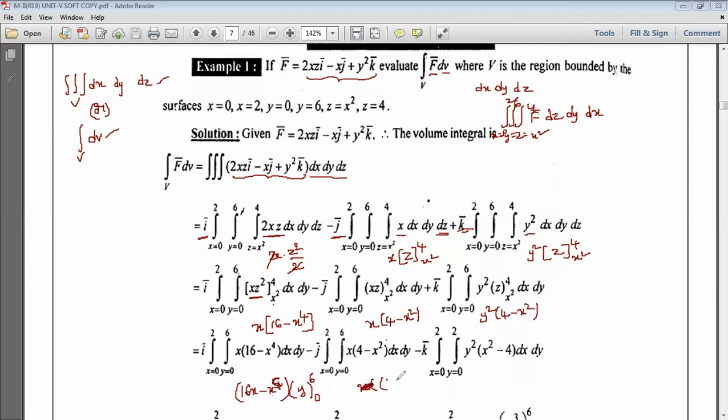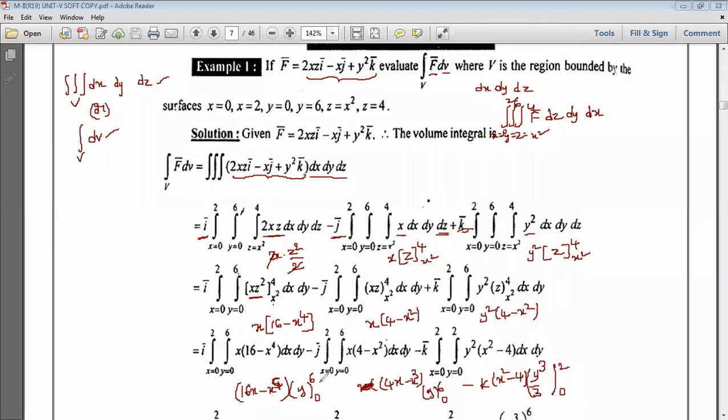Here, if you multiply inside of that, 4x minus x cube, the integral of dy is nothing but y between the limits 0 to 6. In the same way, here it is also minus k into, but here we have y square, so we are applying integration with respect to y. The integration of y square is y cube by 3 between the limits 0 to 2.